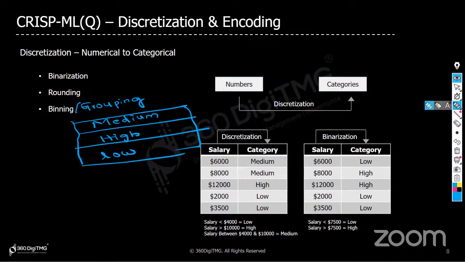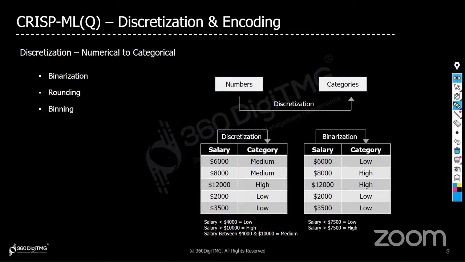So what is this? Discretization and encoding. This is converting numerical columns into categorical columns. And within this, we have binarization, rounding, binning. Binarization is nothing but when we are converting the numerical into a categorical column, we are using only two categories to divide that, that is binarization. And rounding is either we get floor values or ceiling values. And binning means we are dividing that into groups just like discretization. Okay.